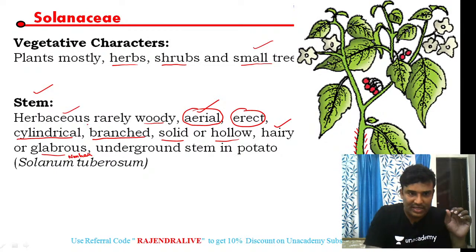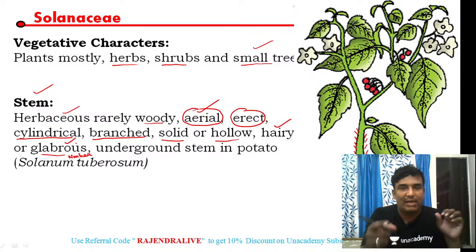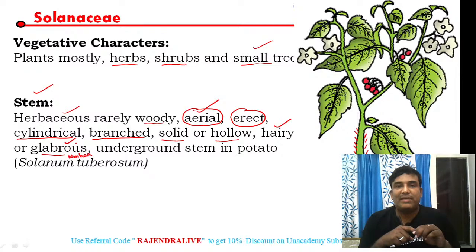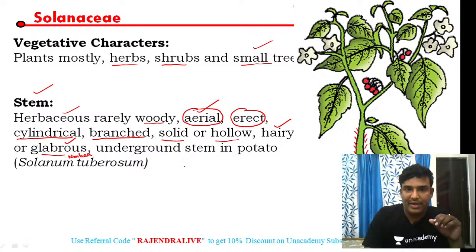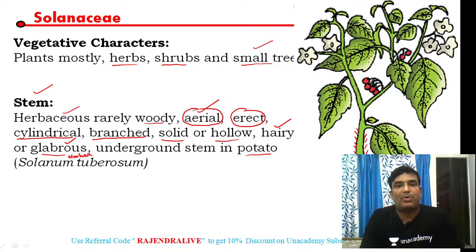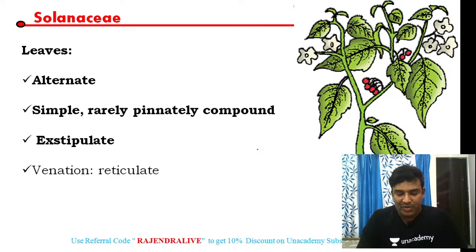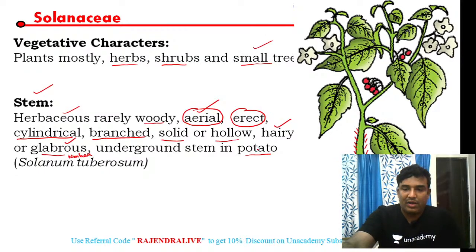Such condition where hairs are absent or non-hairy condition is called as a glabrous. So the term glabrous is mentioned here. Glabrous means non-hairy stems. And you can also find underground stem in members like potato. So that is about these particular stem characteristics.